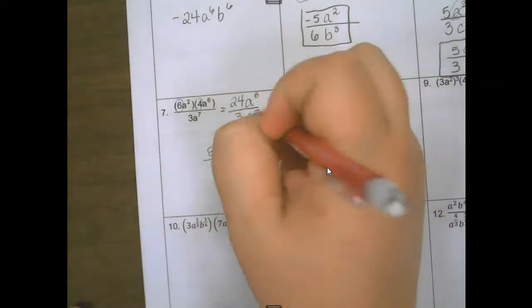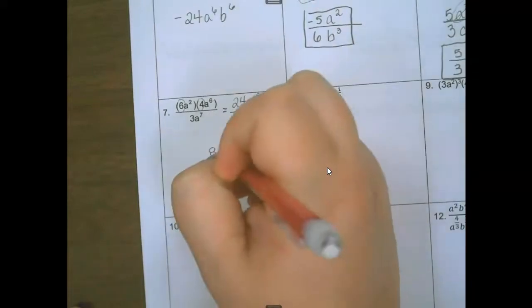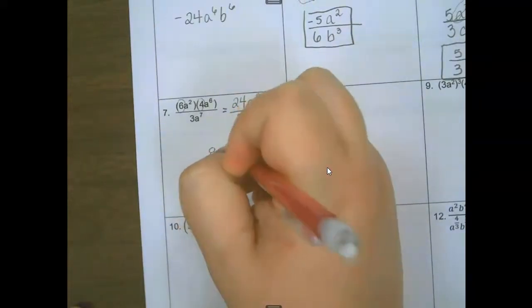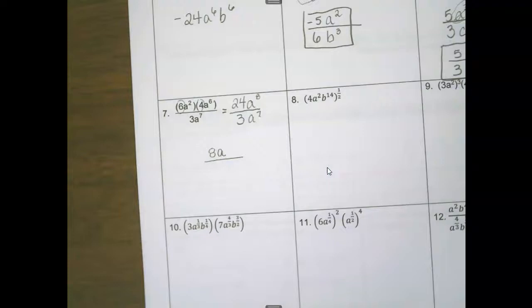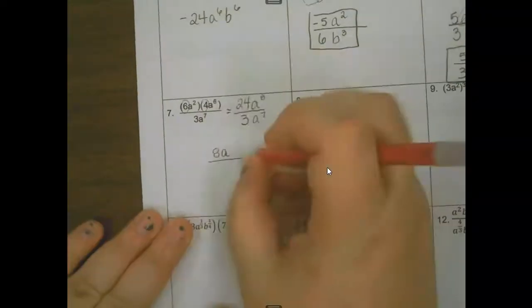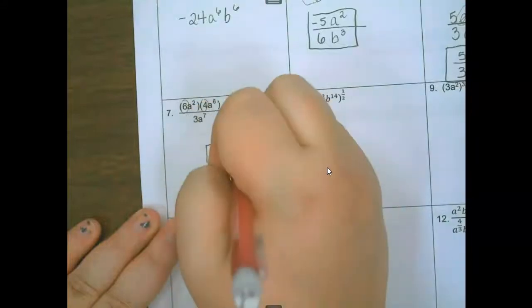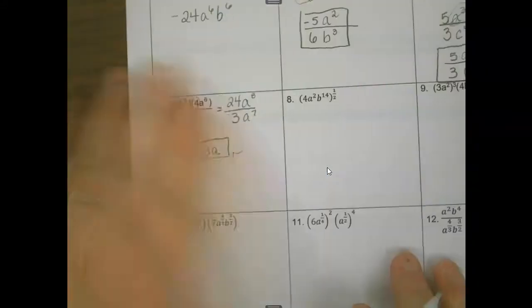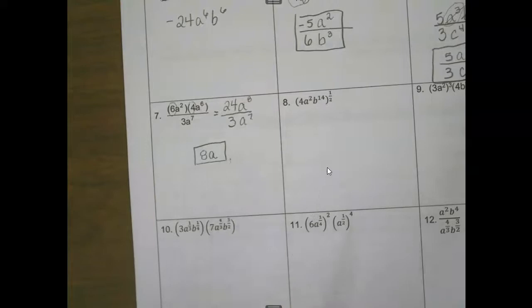And then a to the 8th, a to the 7th. A to the 8th is bigger, so it's going to stay on top. And 8 minus 7 is 1. So you can put the 1 there if you want, or you can just leave it like an a. And there we go. So that whole problem will just simplify to 8a. All right, so let's look at number 8.